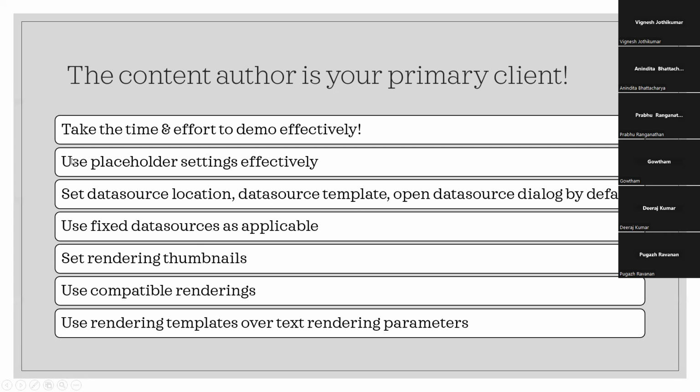When you're setting components to be allowed in the placeholder settings, they show up with thumbnails. So we have the ability to set rendering thumbnails on renderings. I think this is also extremely underused, but it improves the experience of the content editor immensely because they see a sort of preview of the component when they're trying to add it. So that is also something that I think should be followed as a best practice.